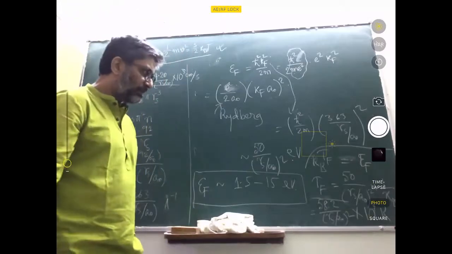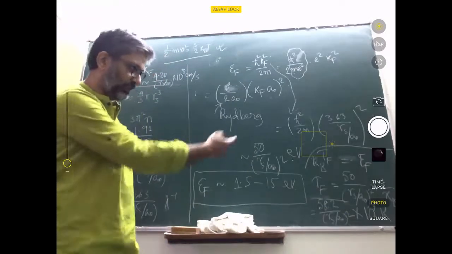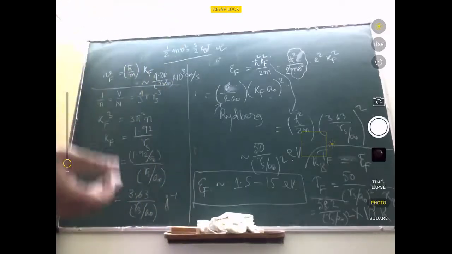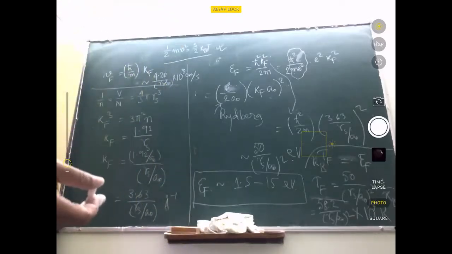And this is why, basically, at room temperature, the electrons are really at low temperature.